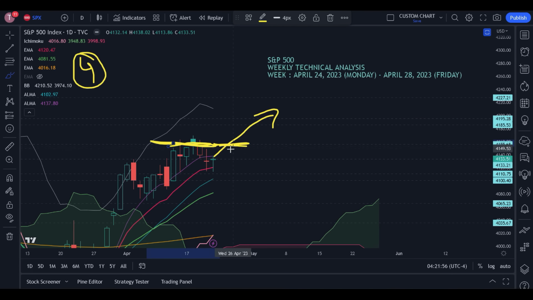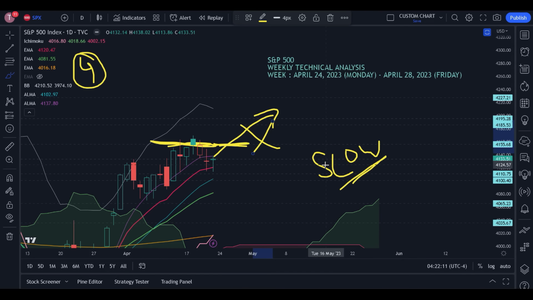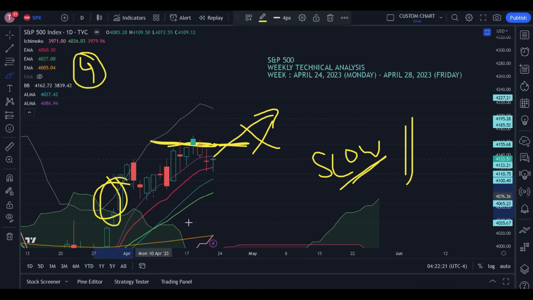two consecutive times on the weekly chart, and 4, 5 times on the daily chart. This means that now a slow movement will not help the S&P 500 to close above 4155. Rather, we need a strong movement, means something like this, a manipulated movement, okay, we can see. So either there will be a manipulated, strong bullish movement, or there must be some reason.